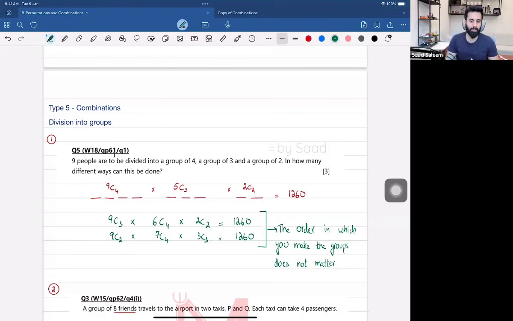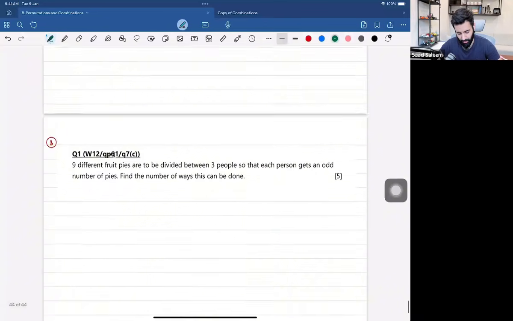Okay, so आपने जिस order में groups बनाने हैं, आप बनाएं. आपने पहले 4 का बनाना है, फिर 3 का, फिर 2 का, या you want to shuffle it up, it doesn't really make a difference.